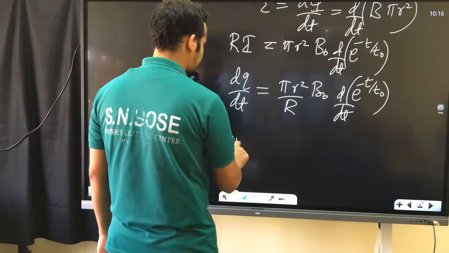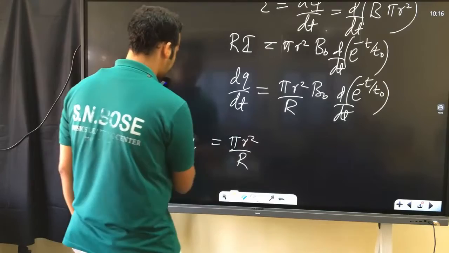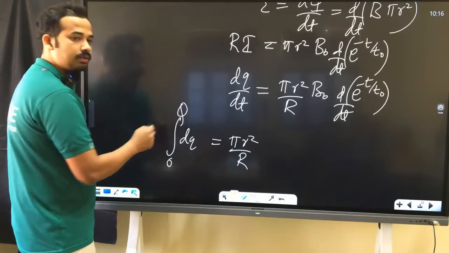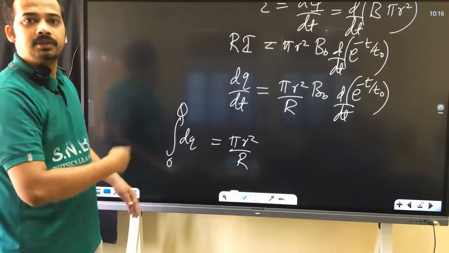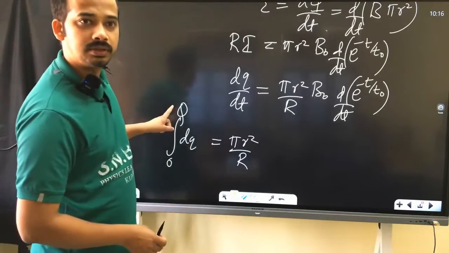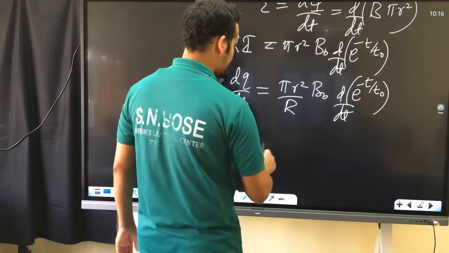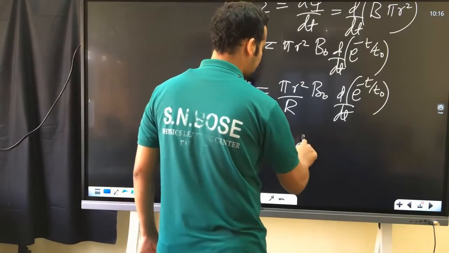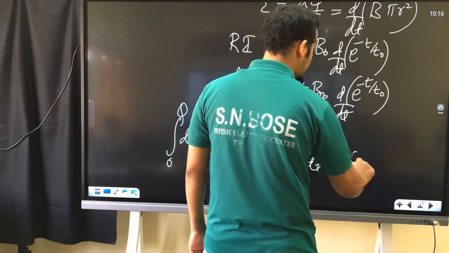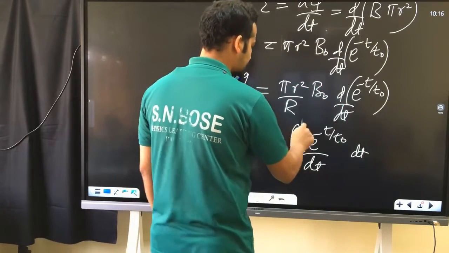πr² by R. The total charge, can I say 0 to Q, the total charge which passes through a cross section or whatever you can take. This Q is the total charge. πr² B naught into d of e power minus t by t naught divided by dt into dt, integration from 0 to infinity actually.